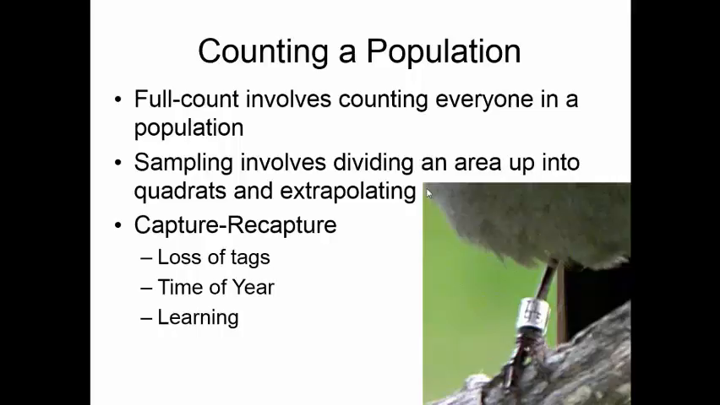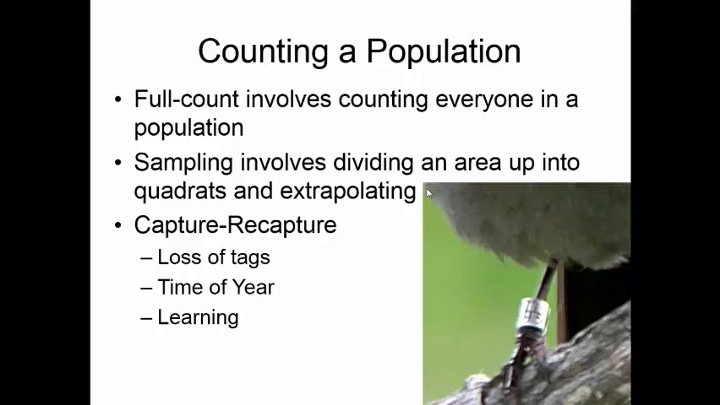Sampling involves dividing up an area into quadrants, into little sections, and extrapolating what the population is by doing samples in those little quadrants. You can also do capture and recapture. With capture and recapture, you capture a certain set of organisms, you tag them, you release them, you let them spread out again, and then you recapture some of those organisms, and you look at the percentage of your recapture, how many of them have the tags.